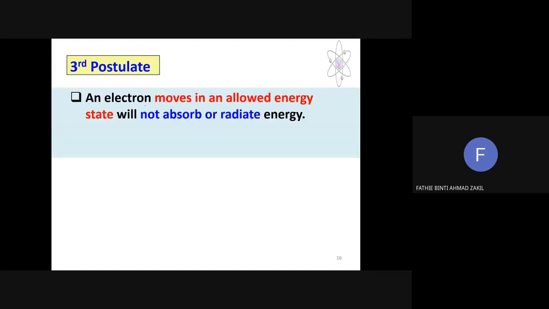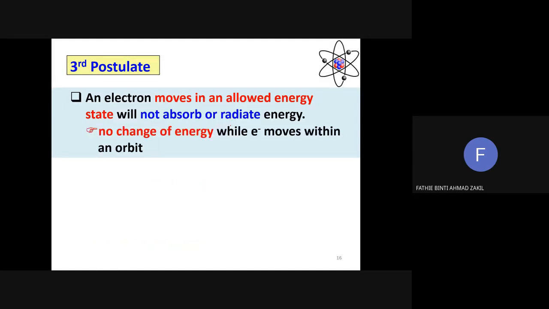Okay, next dia ada third postulate. Third postulate ni dia state an electron move in an allowed energy state will not absorb or radiate energy. Kita tengok yang fourth kejap lagi. So that means there is no change of energy while electron move within an orbit.